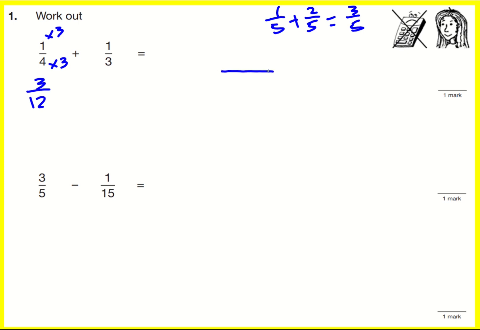And let me show you why. So if we have a quarter, and I'm just going to shade it a little bit. Then if I now divide it by 3, which is essentially what I've done here when I times by 3, then you can see I now have 3/12. So I've just divided my fraction up a little bit differently.